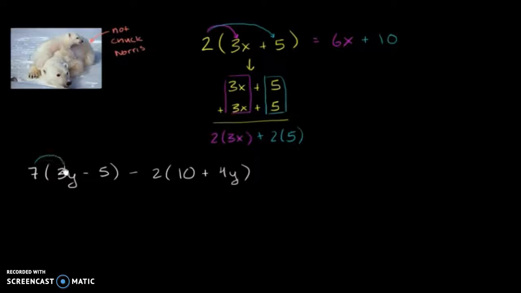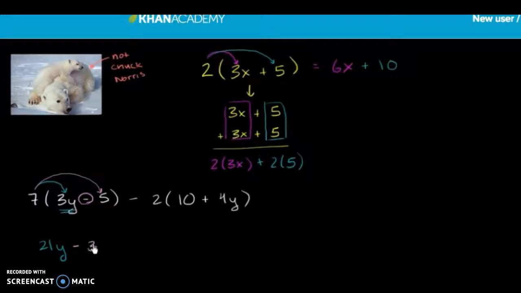So this is going to be 7 times 3y, which is going to give us 21y. Or if I had 3 y's 7 times, it's going to be 21 y's, either way you want to think about it. And then I have 7 times, we've got to be careful with the sign, 7 times negative 5. 7 times negative 5 is negative 35. So we've simplified this part of it. Let's simplify the right-hand side.